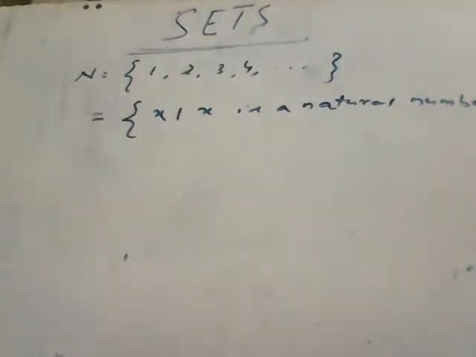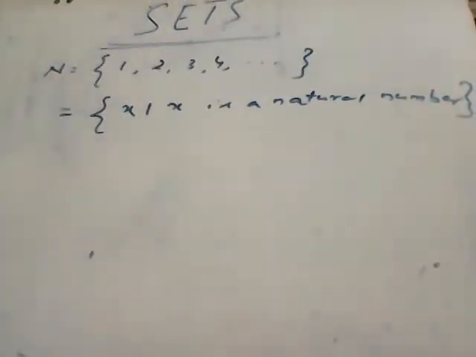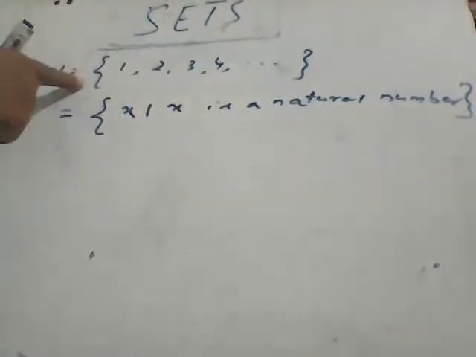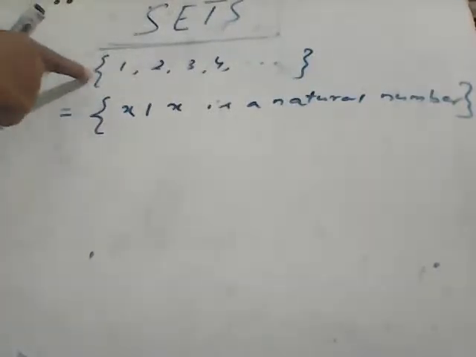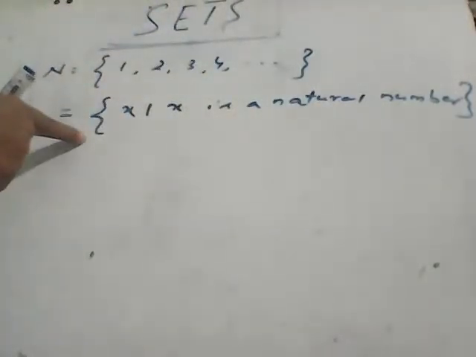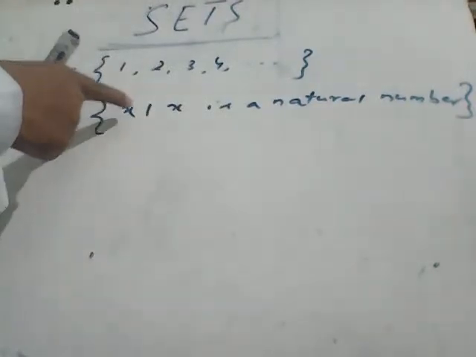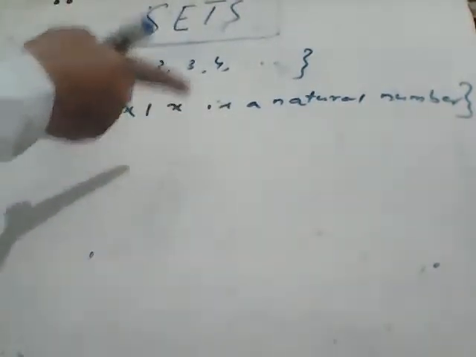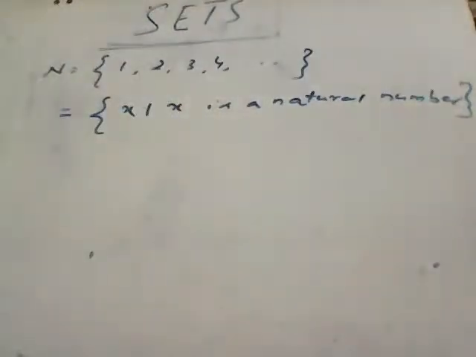X such that x is a natural number. The first way of writing is called roster form. In this roster form, we are listing the elements. Here we are using the format x such that, and you have to define x. X is a natural number. You may write x is a counting number. This is your roster form and this is your set builder form.